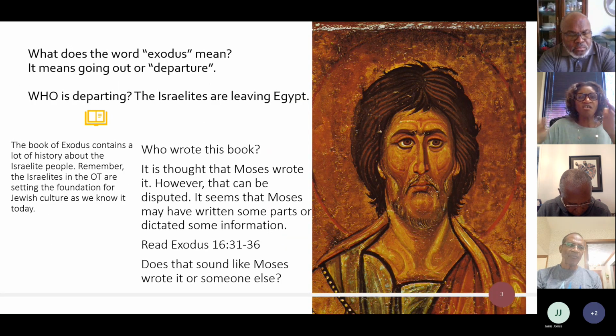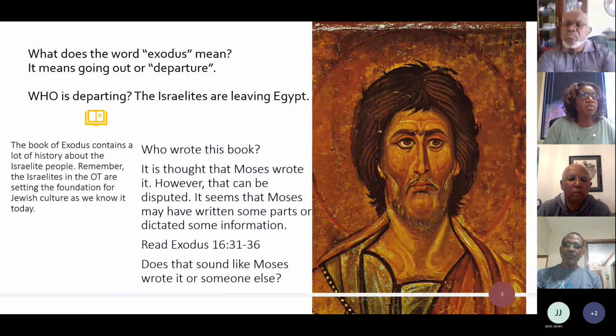All right. So we got the definition of Exodus. It means leaving out. It means departing. And remember, the key thing, you may see this next week: who are the people we're chronicling? Who are the people who are moving? It's the Israelites. They're leaving from Egypt.